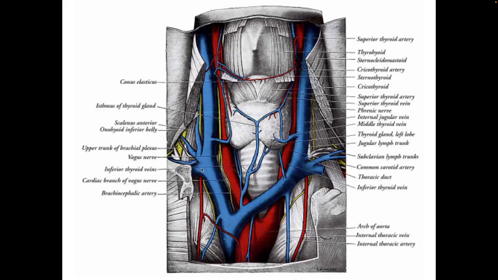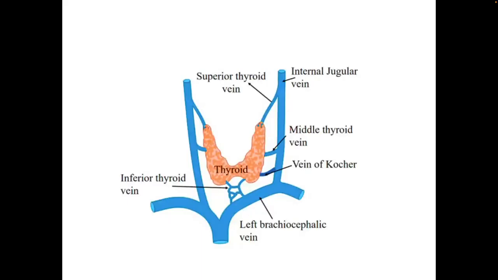Same, just to show you that schematically it looks very nice, but actually it is completely filled with blood vessels. So you should be very careful. See, showing the vein of Kocher. This is the inferior thyroid veins. So it should be ligated if present.